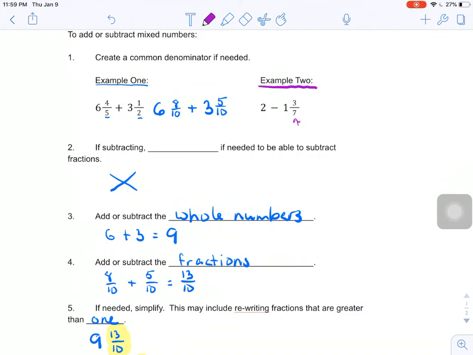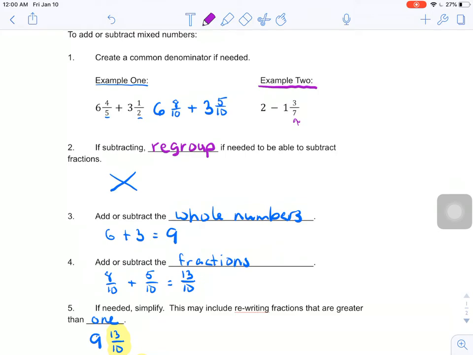So when we're subtracting, sometimes we need to do something called regrouping, or another way of thinking of regrouping, it's kind of like borrowing. So when you learned to subtract with whole numbers, you learned to borrow if you didn't have enough to subtract. So we are going to have to do that with this because we can do the 2 minus 1. We can do step 3 just fine, subtract the whole numbers.